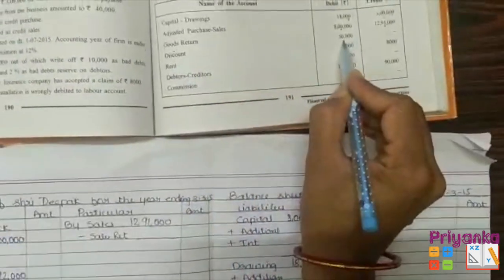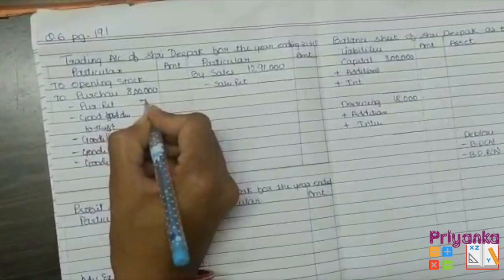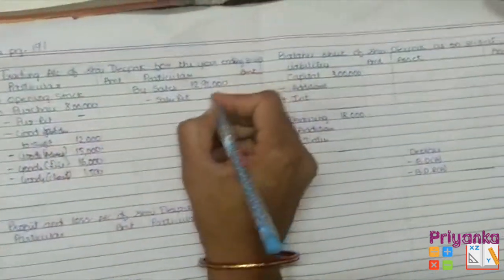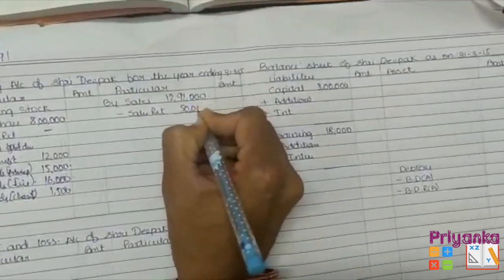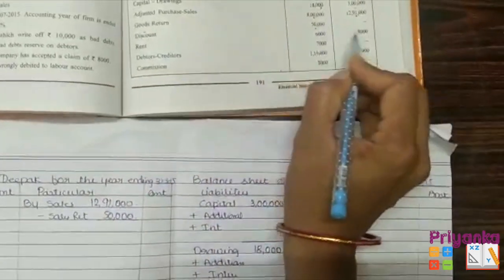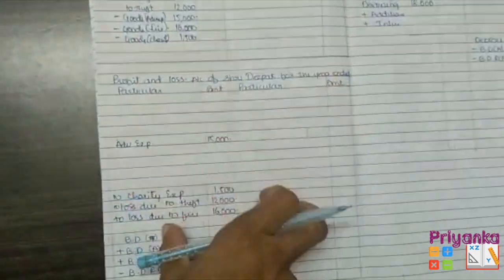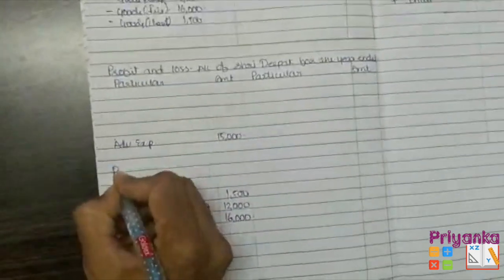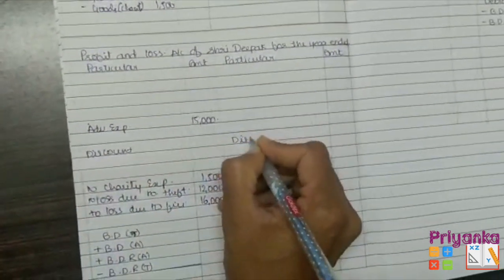For the goods returned, the returned amount is given only on the debit side. It means it's your sales return. So no purchase return is given, so there is no amount there, and over here we have to write down the sales return amount, that is 50,000. Discount 6,000 and 8,000. We'll take the discount amounts and keep them in their position like this. Discount, and I am writing on both sides.